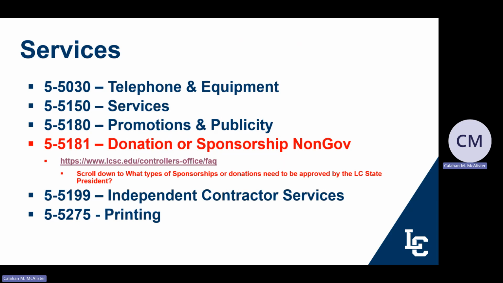Our next service expense object is going to be 55199. This is independent contractor services. This is going to be people who are independent trade, business, or professionals in which they are offering service to the general public and are not incorporated. This is only used for independent contractor payments, ICPs, through Jagger. Next service expense object is going to be 55275. This is going to be for printing services, printing, binding, or photocopying.